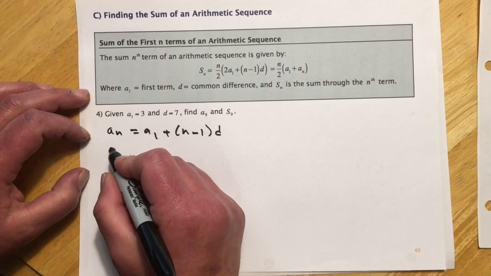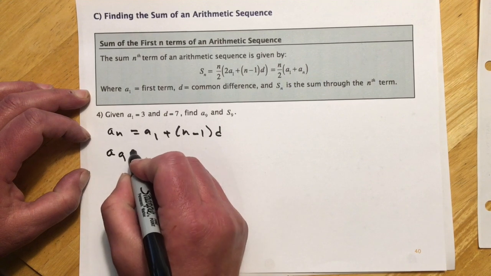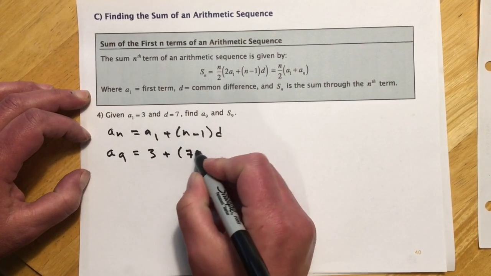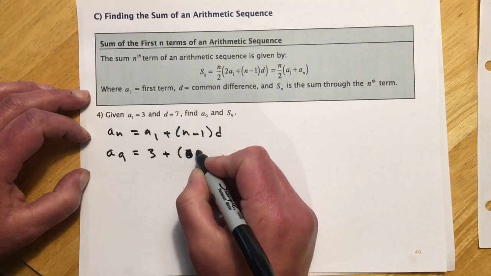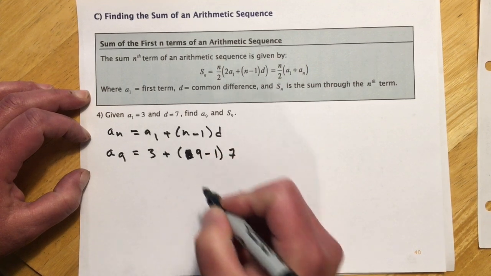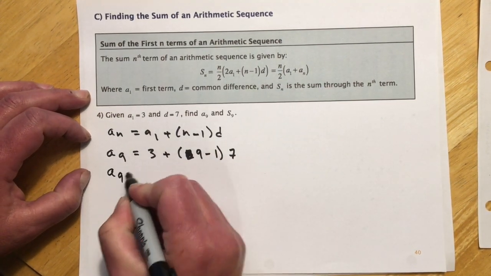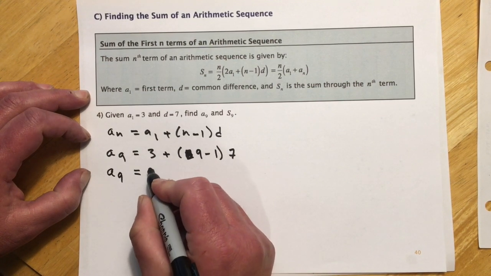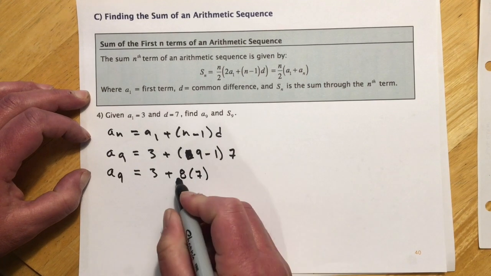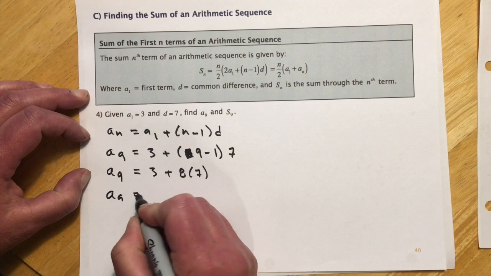So the ninth term, a sub 9, will equal the first term, 3, plus n minus 1, which is 9 minus 1, times the difference, 7. Grinding this out, the ninth term is 3 plus 8 times 7, that'd be 56, so 59. So the ninth term is 59.